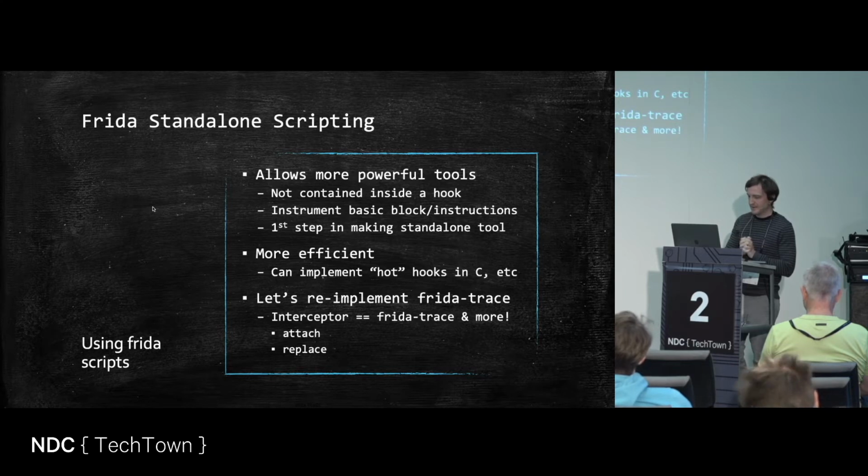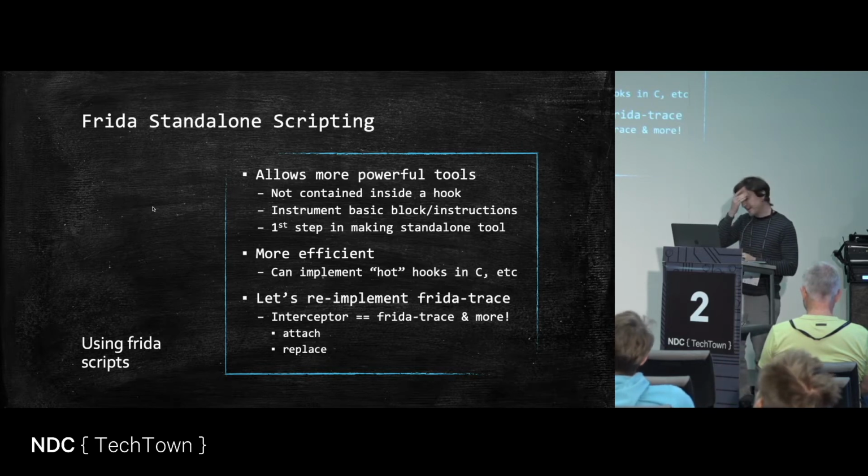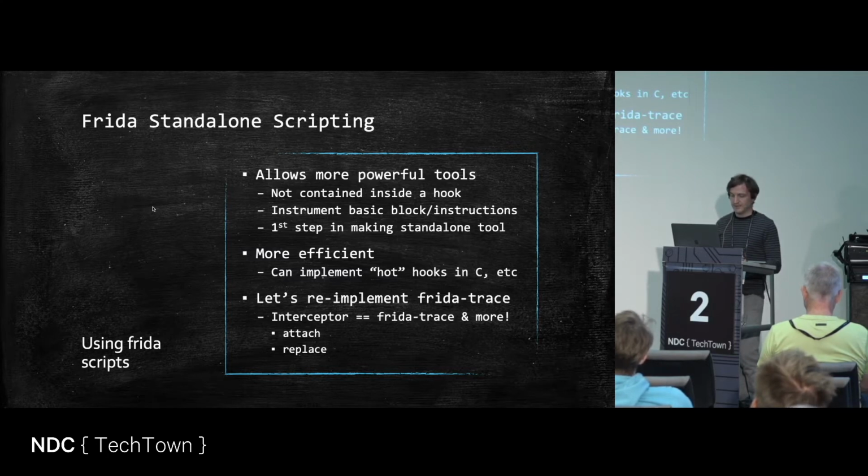So as an exercise, let's re-implement frida-trace using a standalone script. With the Frida API, there's this object called Interceptor. And the Interceptor implements attach and replace. And attach is basically doing the same thing that frida-trace was doing, where it's creating an object that has onEnter and onLeave hooks.